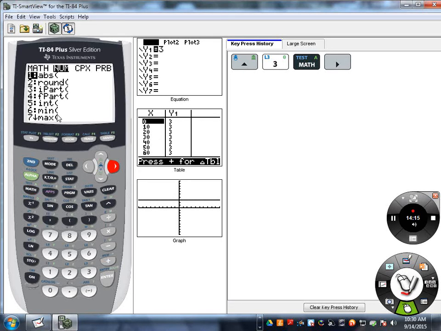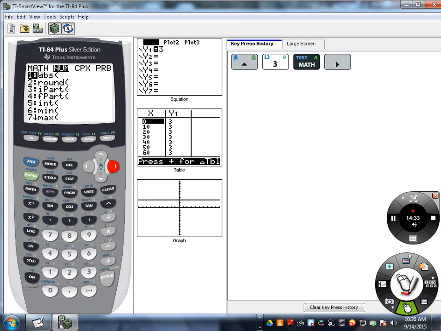Notice it has things like rounds it, take it to different integers, minimums or maximums. But the very first one says ABS. Okay? Yours might look slightly different if you have newer software, but it should basically do the same thing. When I press enter, it's literally going to print this computer language on my calculator.